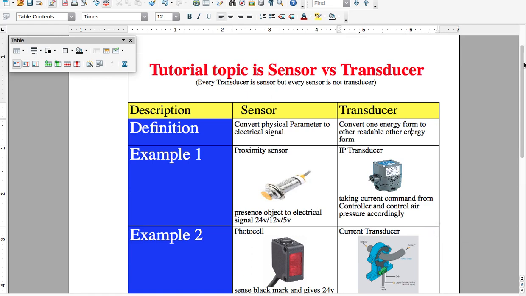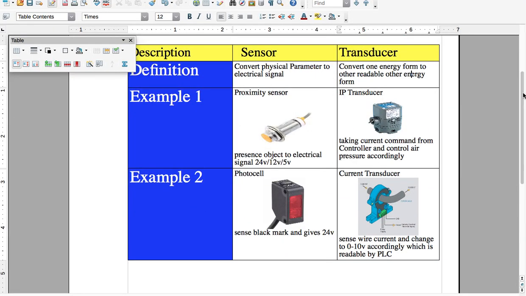The second example of a transducer is the current transducer. Same as the IP transducer, because I is one form of current, one form of electrical energy, and P is the other energy form, pressure, air. So the current transducer behaves the same.